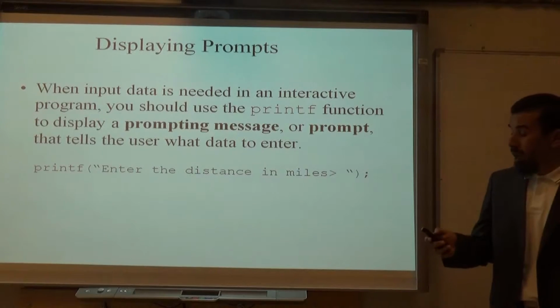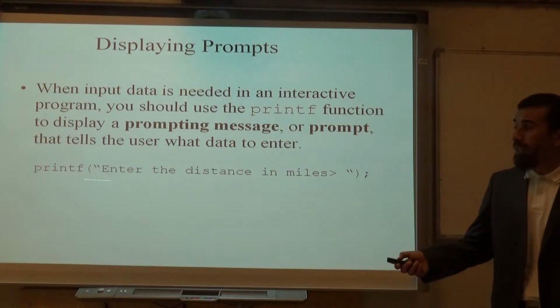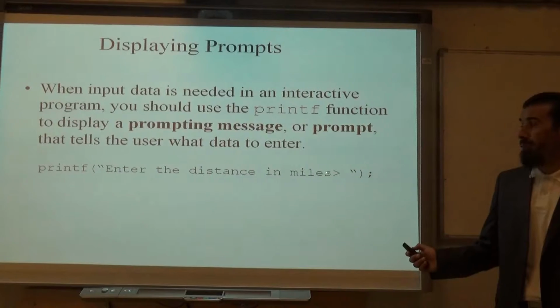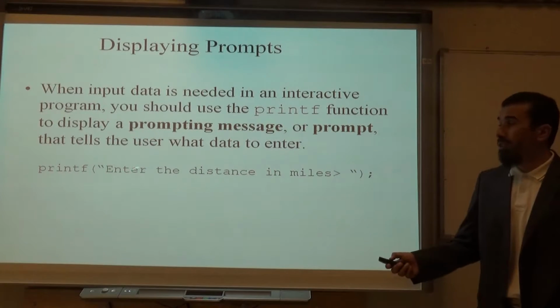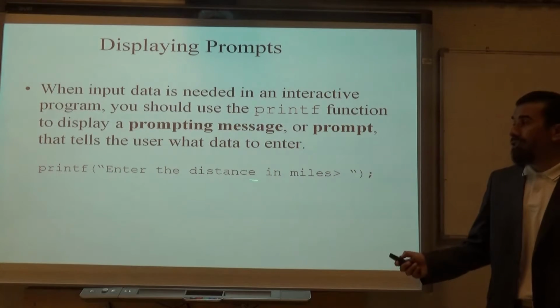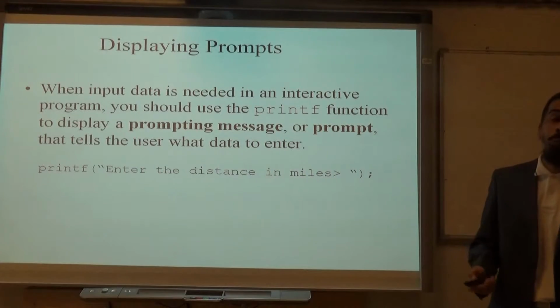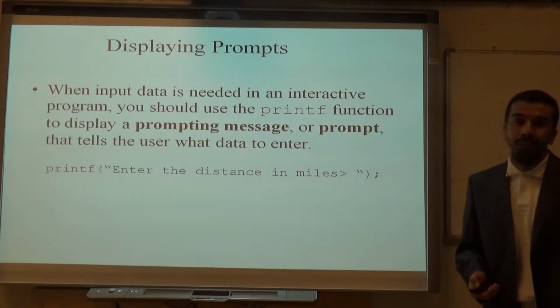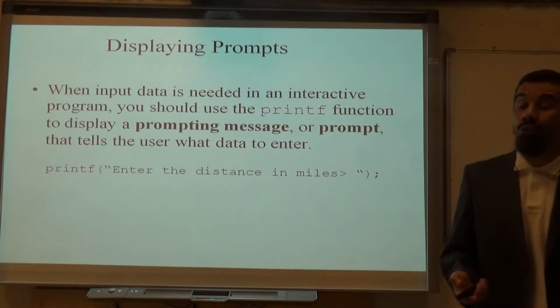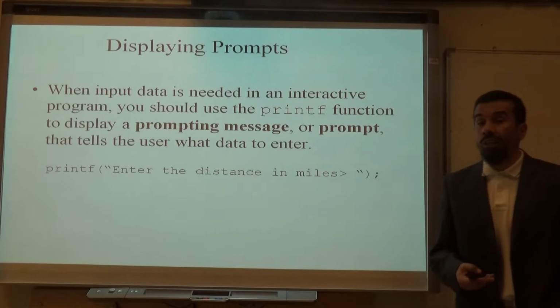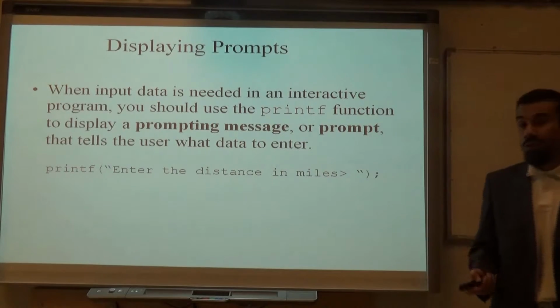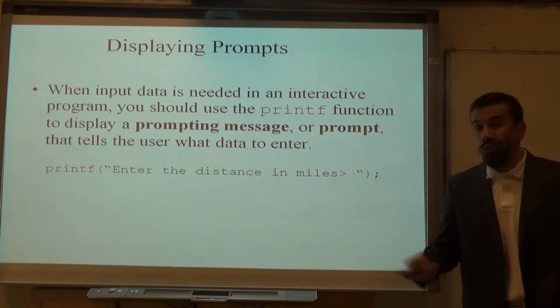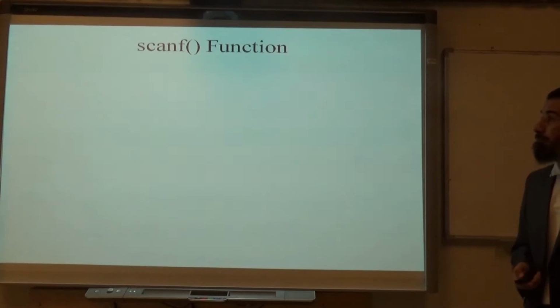For example, here we are prompting the user to enter the distance in miles. When the user sees on the screen a statement like enter the distance in miles, he will know that he is expected to enter a number that means miles. So he won't be entering a set of characters. He won't be entering a negative number, because we are talking about a distance to traverse. That means it has to be a positive number.